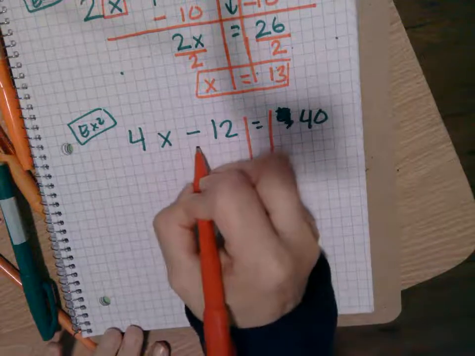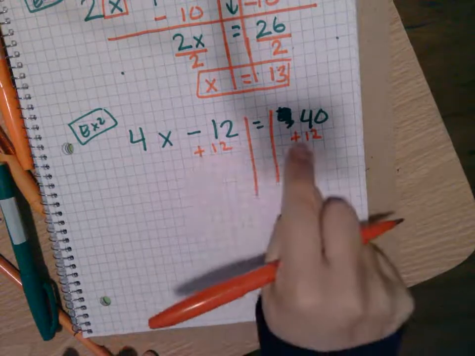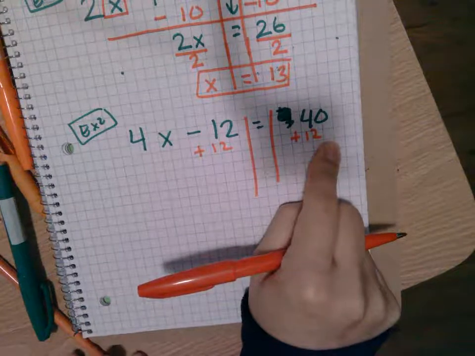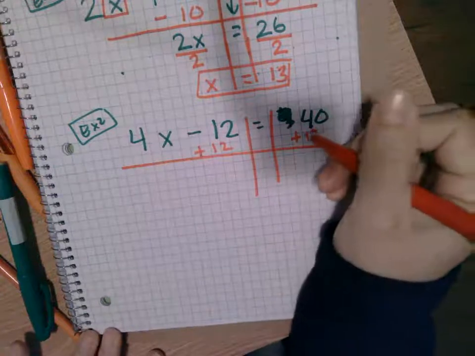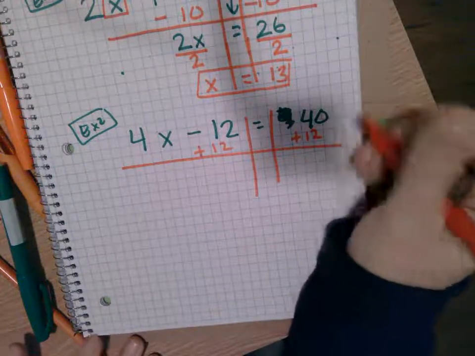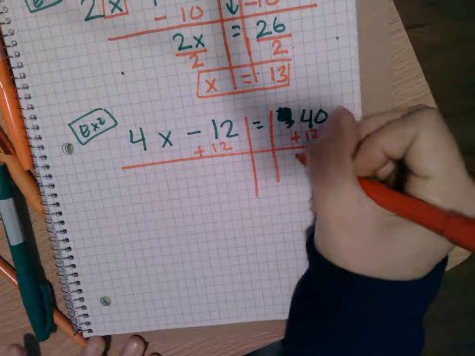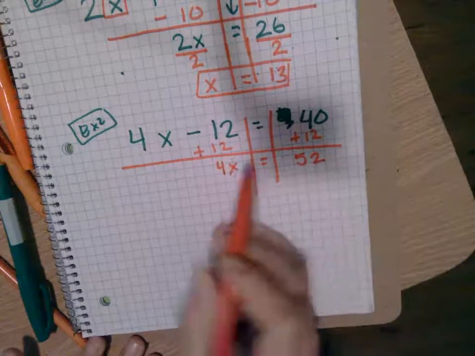Add. So I'm going to add 12, add 12. This is why it's important that you tell me mathematically what it is, because if you just write it down, you're like, wait, am I supposed to add it or subtract it? I don't know. So you write it down, okay? So 40 plus 12. What's 40 plus 12? 52. 52 equals 4x.